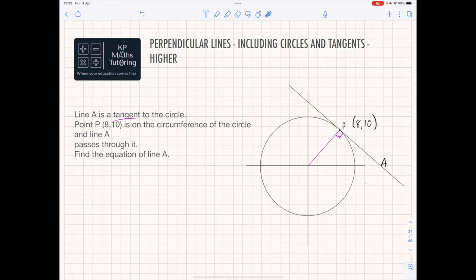Point P is 8, 10, so there's my x value, there's my y value, and it's on the circumference of the circle, so I know that this line passes through that point because it's on the circumference. Find the equation of A. So I've got to find the equation of this line.